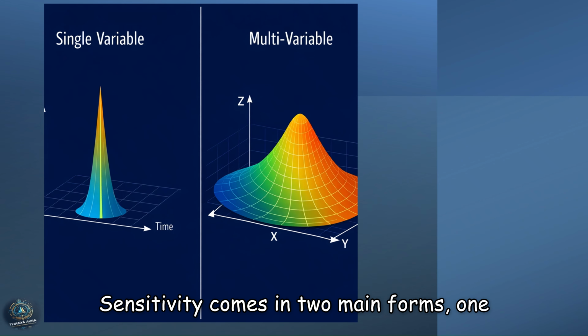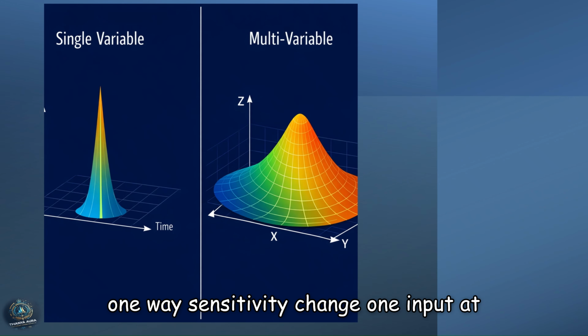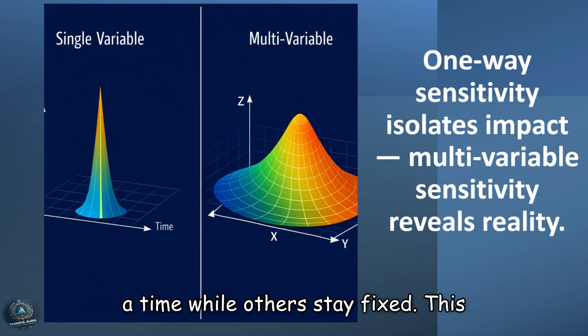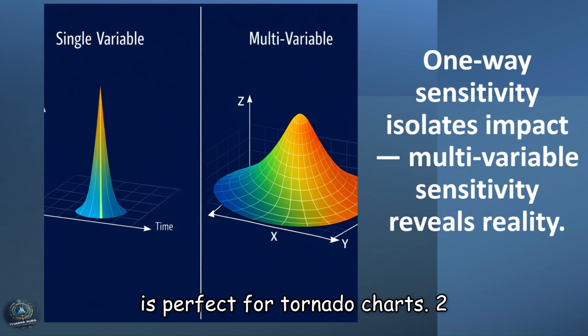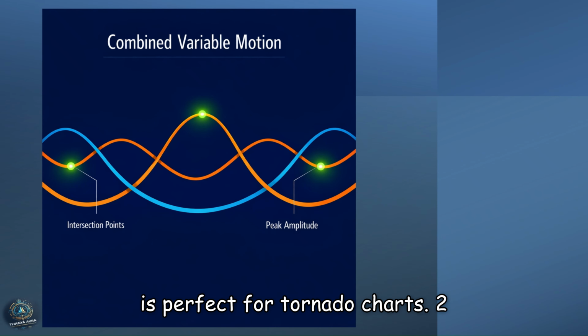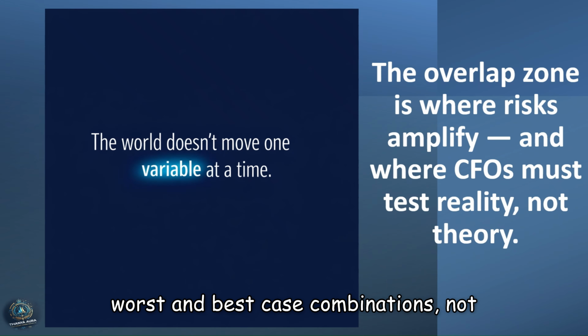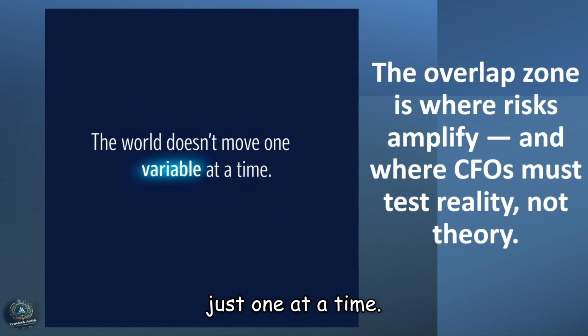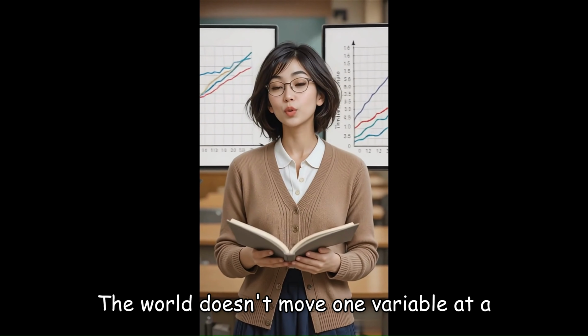Sensitivity comes in two main forms. One, one-way sensitivity: change one input at a time while others stay fixed. This is perfect for tornado charts. Two, multivariable sensitivity: test combined shifts, like FX plus volume or cost plus interest rate. That's the real-world version, where factors move together. The overlap area shows compounded uncertainty. It's where CFOs must test worst and best case combinations, not just one at a time. The world doesn't move one variable at a time, so neither should your analysis.